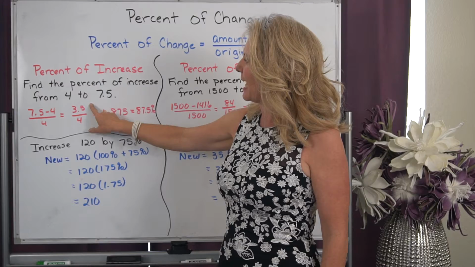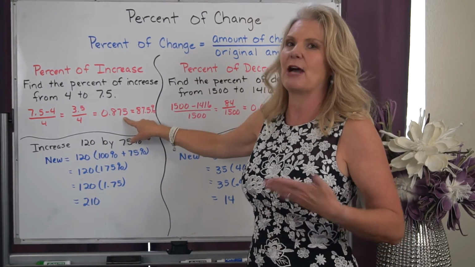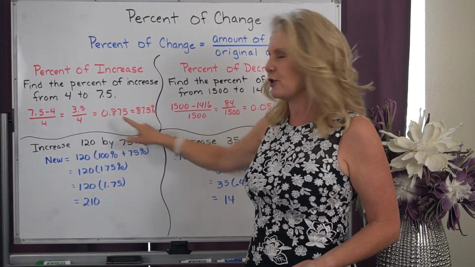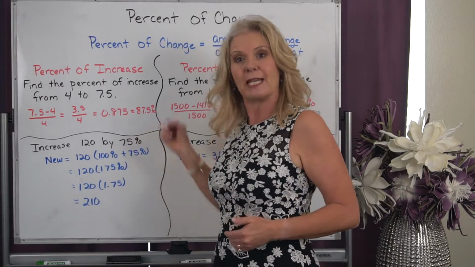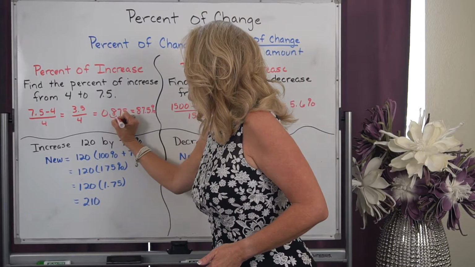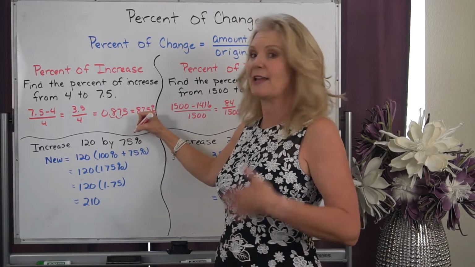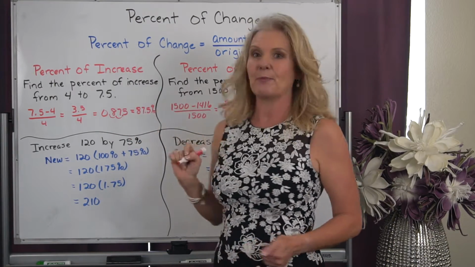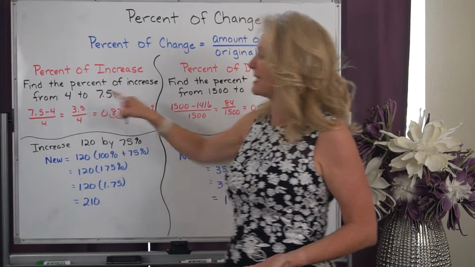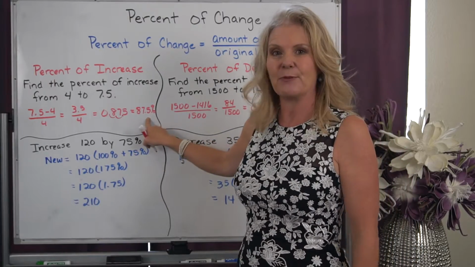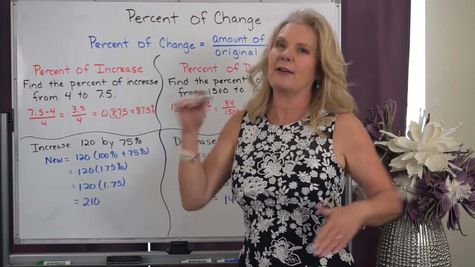So if I take 3.5 divided by 4, I come out with 875 thousandths. Now in order to change it from that decimal to a percent, I simply have to move my decimal point 2 places to the right. So I'm going to move it once, twice. Now I'm going to keep that decimal point there, and I get 87.5, and then I just add my percent. So the percent of increase that happened from 4 to 7.5 was 87.5%.